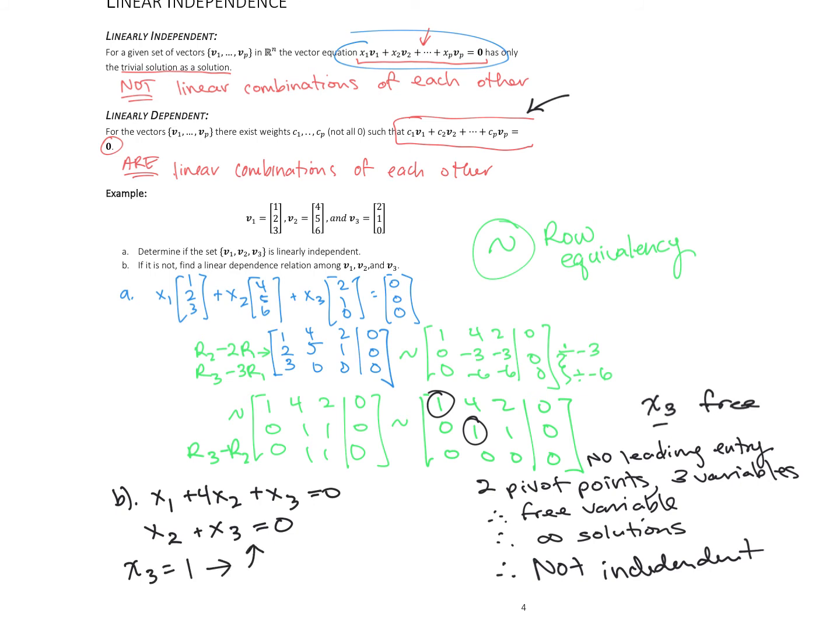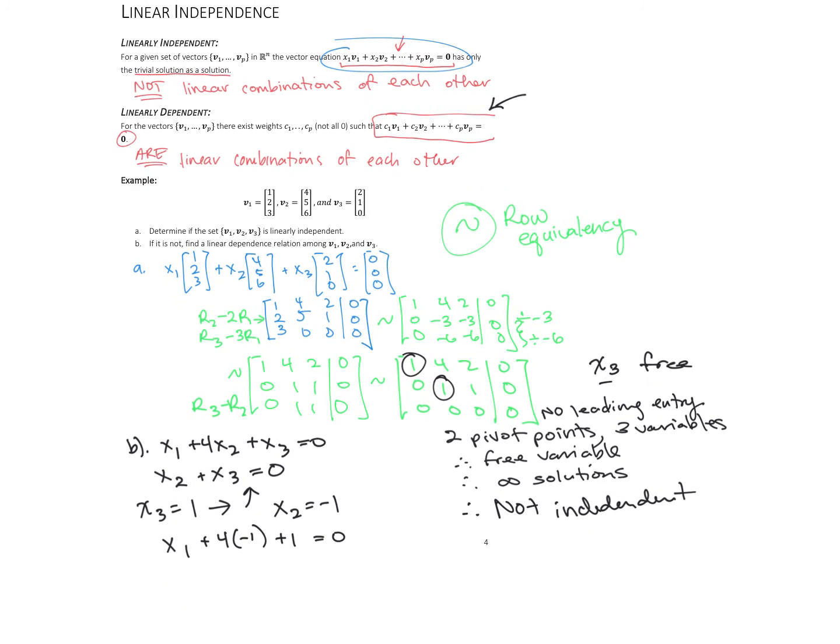That tells me that x2 is -1. And then if I plug both of those into the first one, x1 plus 4 times -1 plus 1 equals 0, tells me that x1 equals 3, right? 4 plus 1, oh, -3? -3. Yeah?